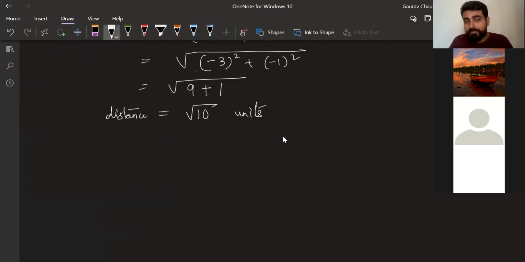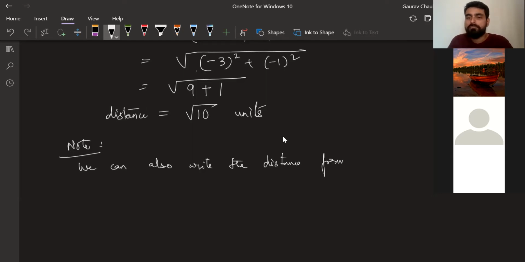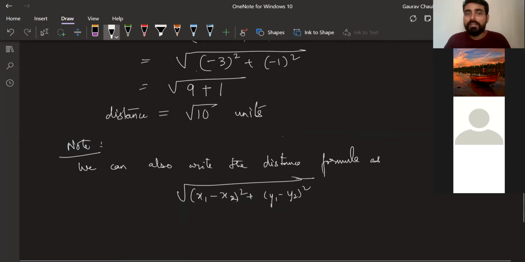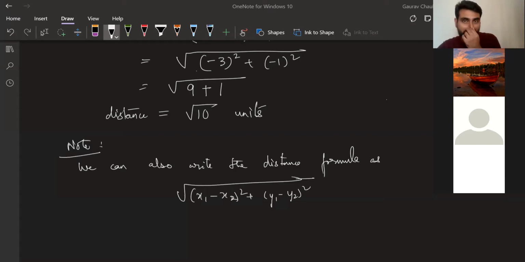All right, so write this as a note. Note: we can also write the distance formula as root over x1 minus x2 the whole square plus y1 minus y2 the whole square. It does not matter, I can swap it, because when I square, that negative sign will become positive. Now this is one note here.